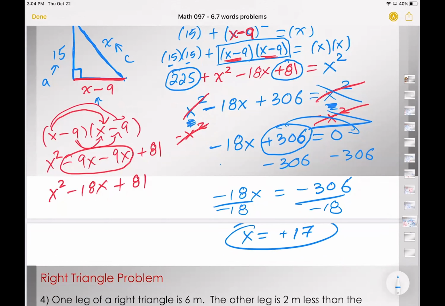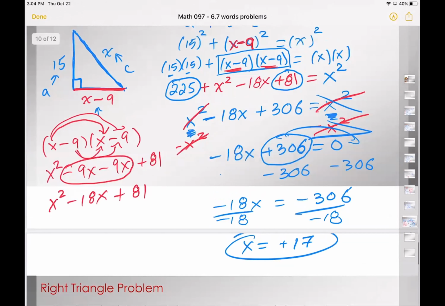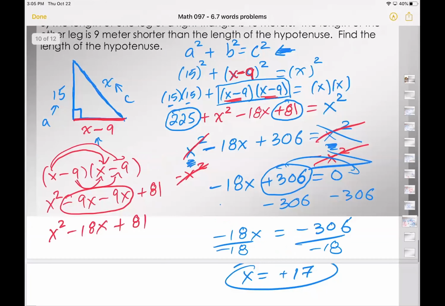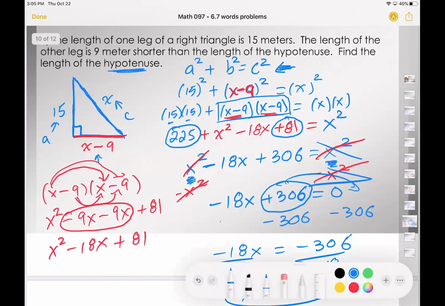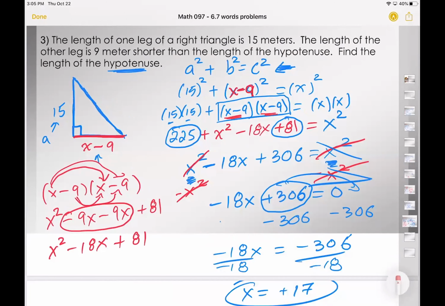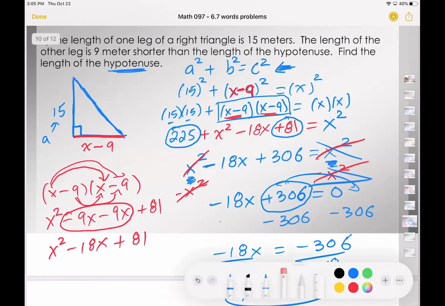And in this case, 306 divided by 18 will give me 7. To finish this up, they asked us to find the hypotenuse. So the hypotenuse is equal to 17. And this is what we have here, 17.